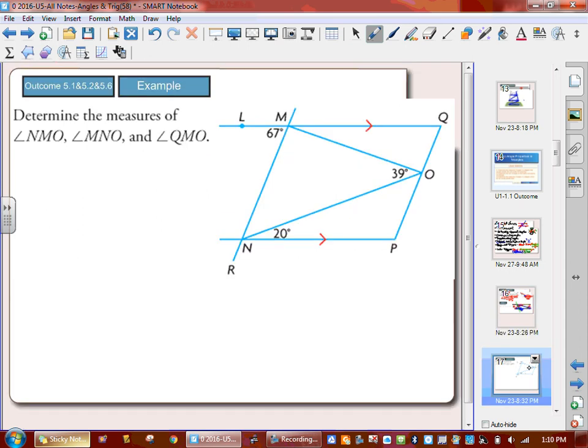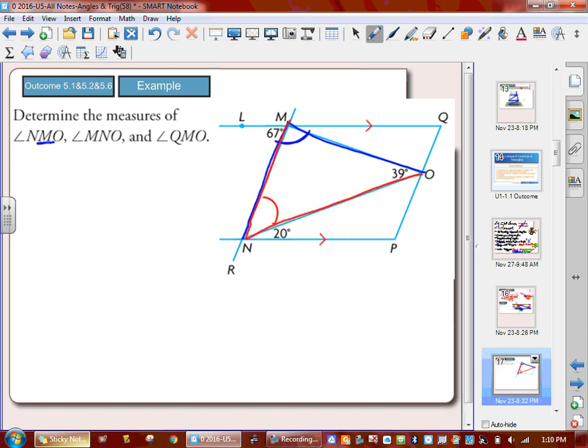So when it's asking me for certain angles, again, you got to locate them according to who's in the middle. So I want N to M to O. So N to M to O. So I want this angle right here. Okay, and then my next one is M N O. So M to N to O. That's the second one I want.